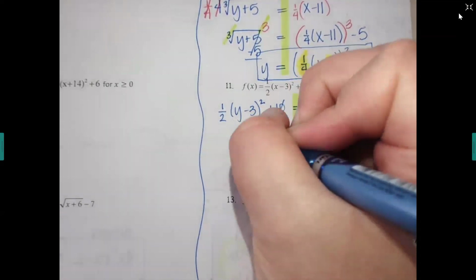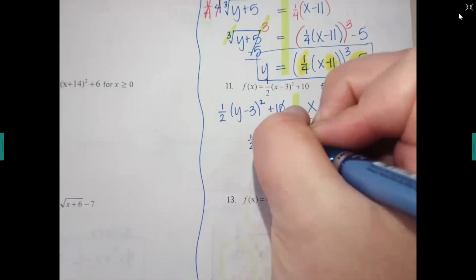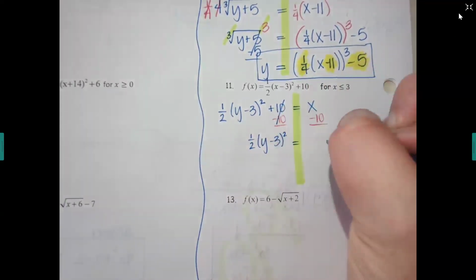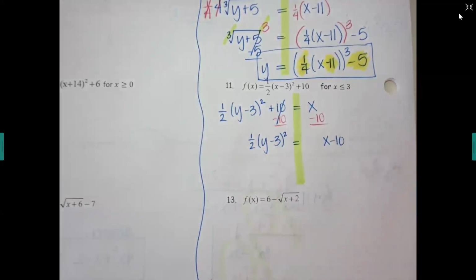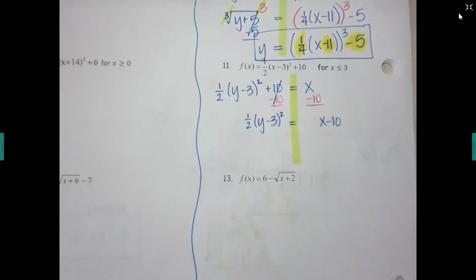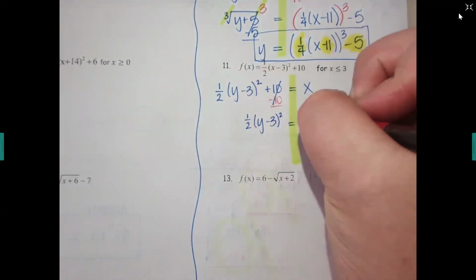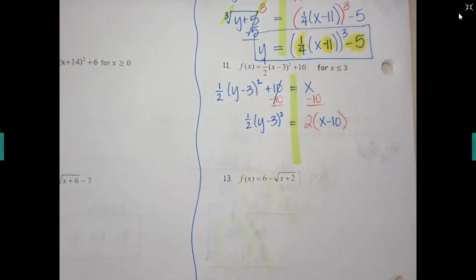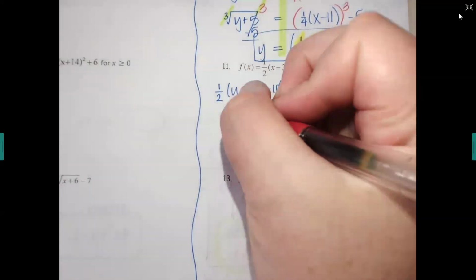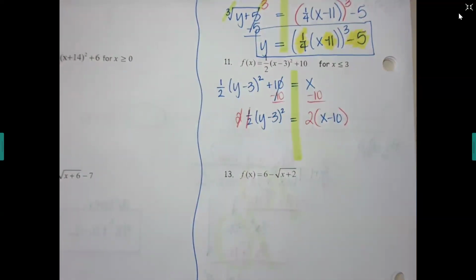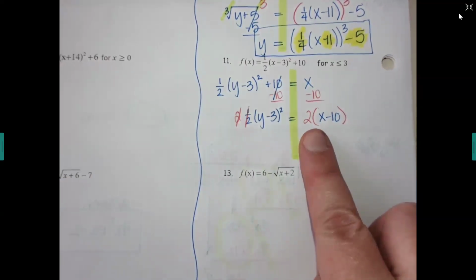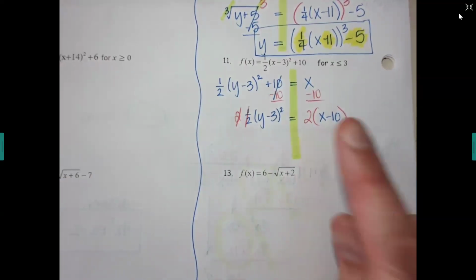So I have a 1/2 y minus 3 squared, and then an x minus 10. A 1/2 means I want to divide by 2. How do I undo divide by 2? And remember, we're going to lazy multiply. So we're going to put a 2 in the front, but we're not going to really times it in. So the 2 and the 1/2 are gone. And then my 2 is in the front here, but remember, it's lazy multiply day.